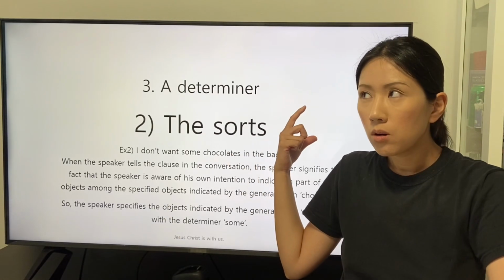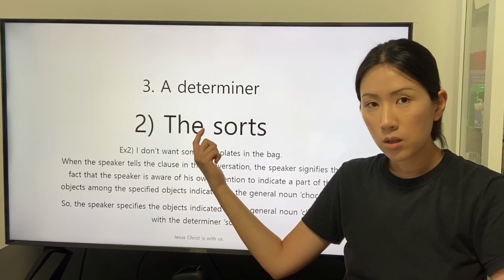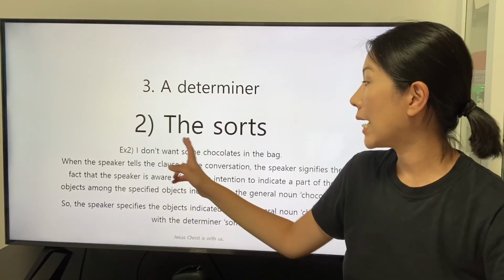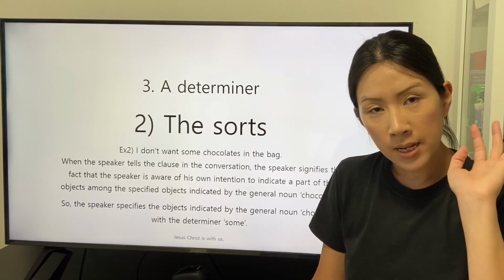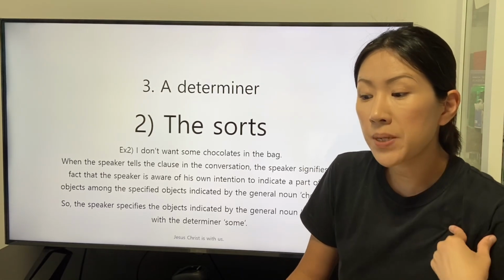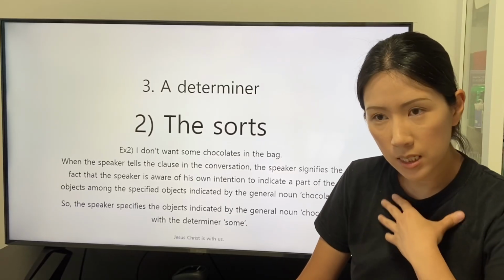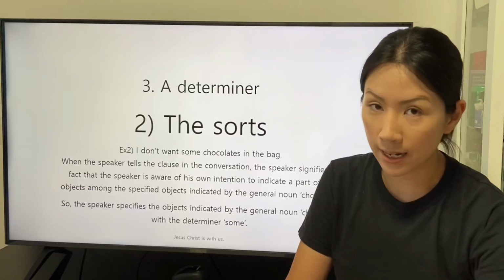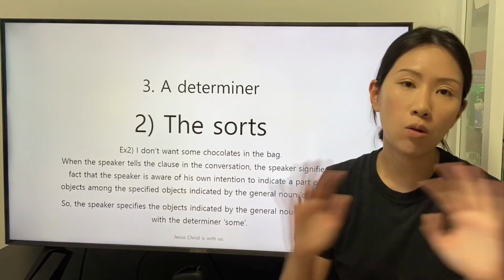So, we can understand this clause. I don't want any chocolate. In this clause, the speaker as the subject might want to deliver his intent that he does not want chocolate at all.